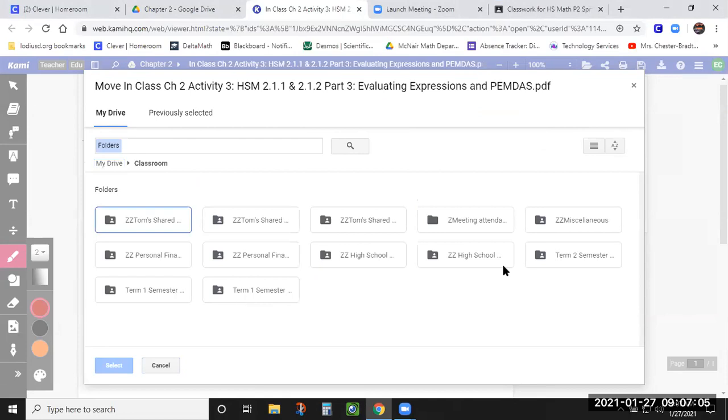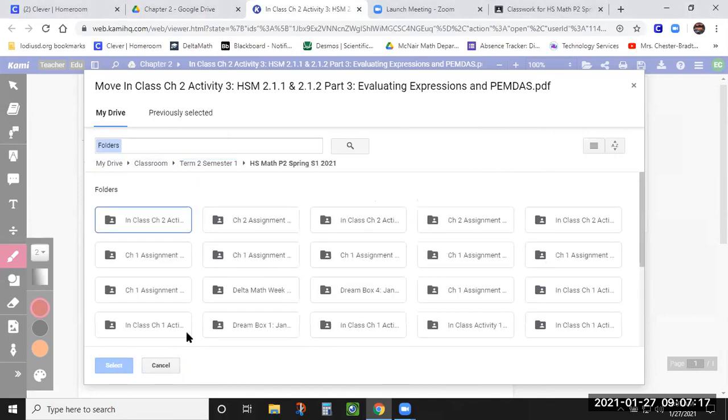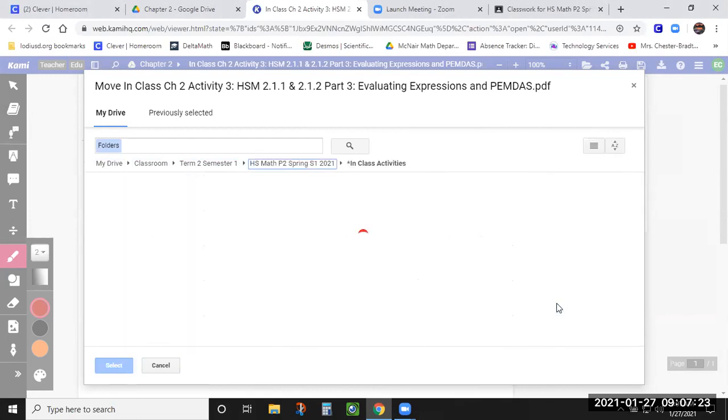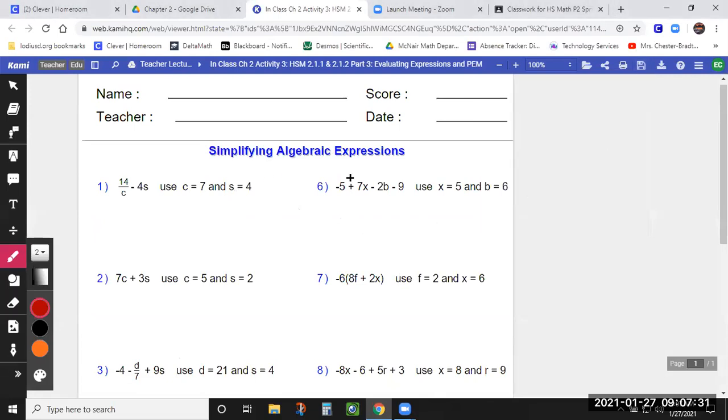I have more that I have to get through, right? Okay, second period. In the in-class assignment folder, in the teacher folder. So I have mine separated more than you.